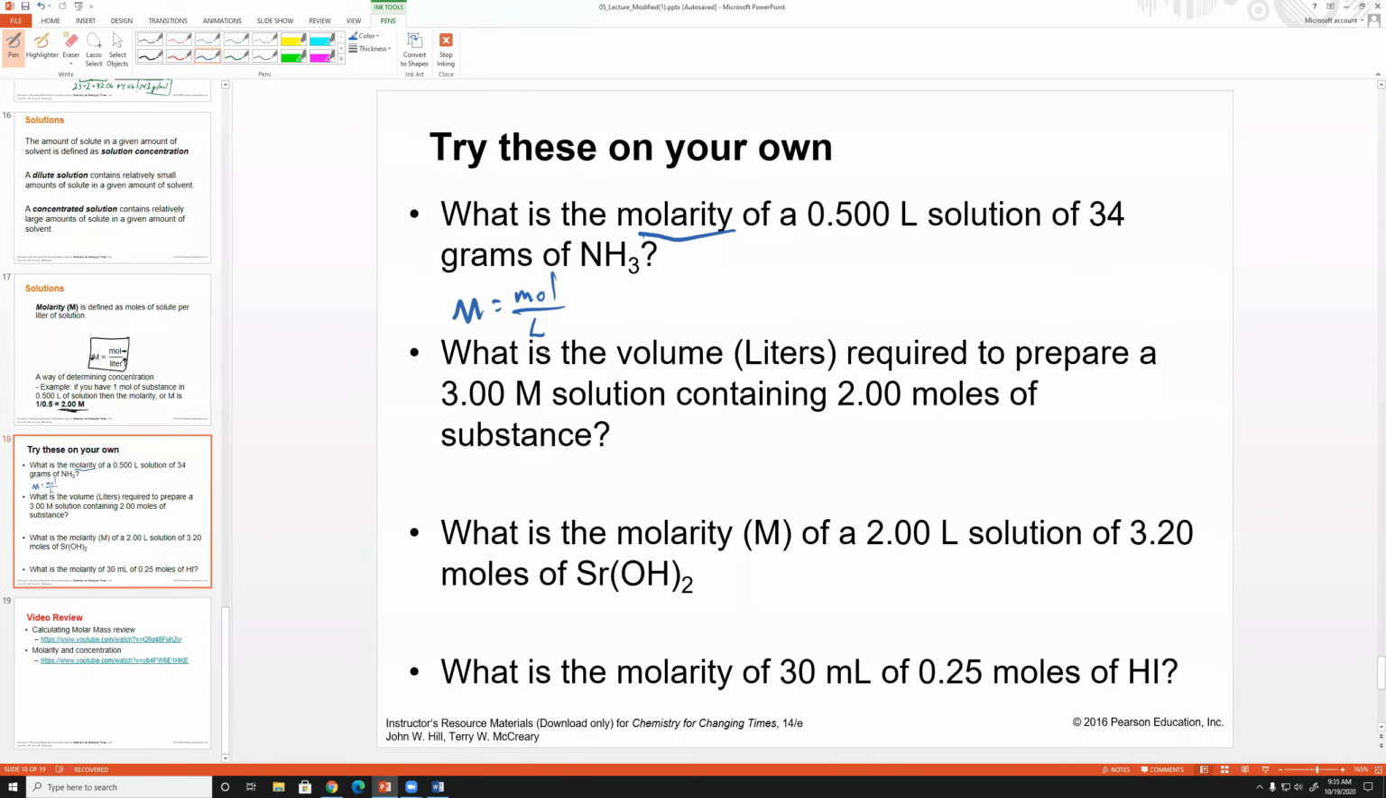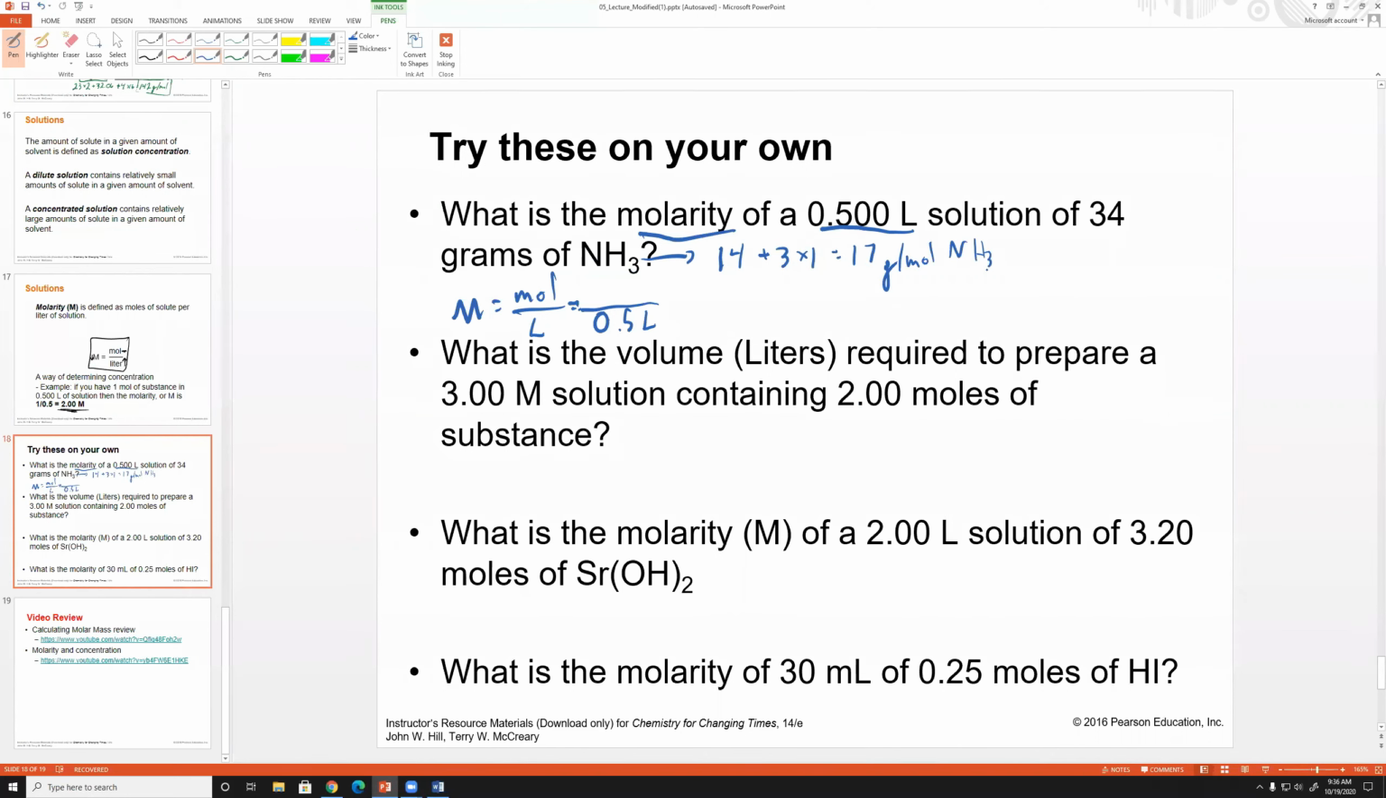Now, what do we have? We have a 0.5 liter solution. Okay, so we have liters, 0.5 liters. And then we have 34 grams of NH3. Now, the numerator tells us moles, not grams. But we know how to go from grams to moles. So if we find out the molar mass of NH3, which is 14 for nitrogen, plus 3 times 1 for hydrogens, this equals 17 grams per mole of NH3.